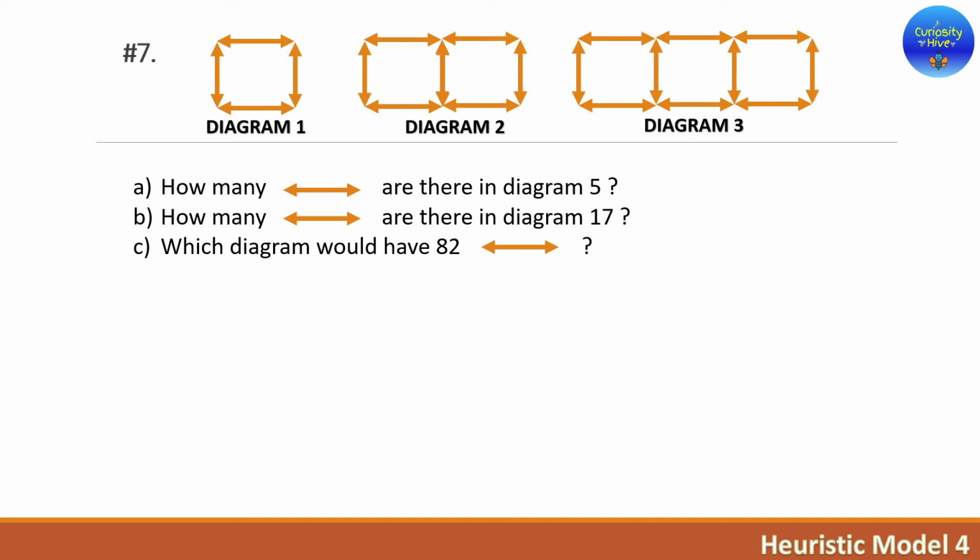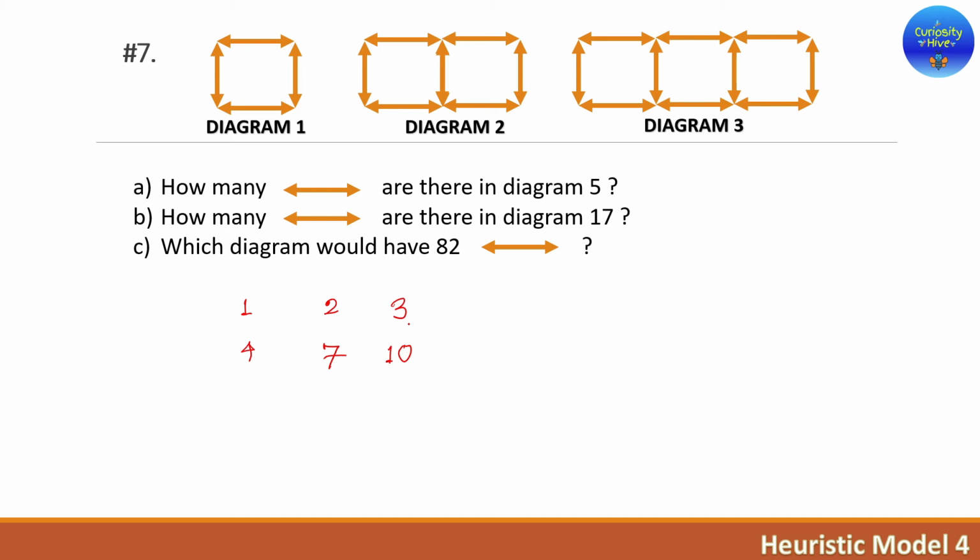Now let's read the pattern question for this heuristic. Now here there are 3 diagrams given, diagram 1, 2 and 3. And these have double arrow lines. There are 3 questions asked. Let's see how we solve it. First question is, how many double arrows are there in diagram 5? So we need to identify a pattern here. Well, 1 has 4 lines, 2 has 7 lines, third diagram has 10 lines. If you count the lines, you can find out.